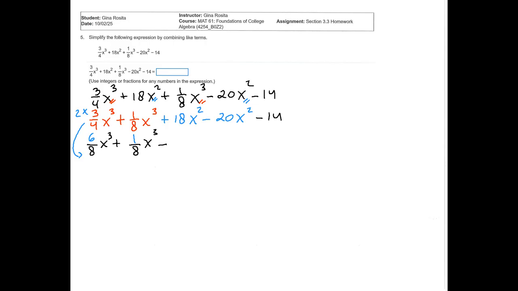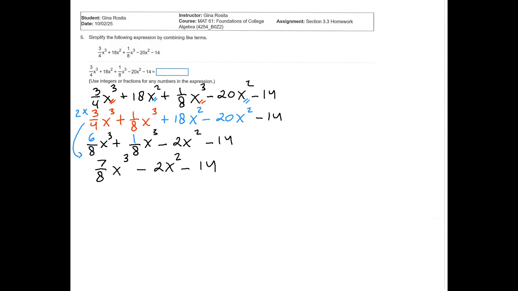Just plus 18x squared minus 20x squared. So 18 minus 20 is negative 2. Negative 2x squared minus 14. So now we can add, yeah? 6 plus 1, the same example, the answer is 7 over 8x cubed minus 2x squared minus 14. Okay, ready to follow?